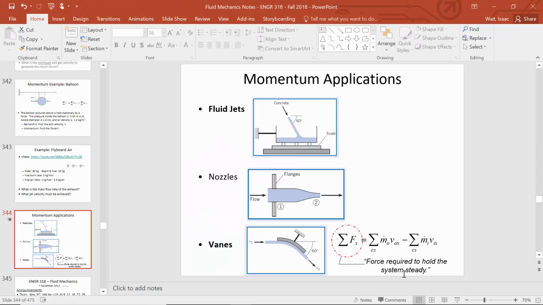Okay. When we get together in class on Tuesday, we're going to begin with the quiz, and then we're going to start solving some of these examples to get more experience with momentum problems. That's all I have for you today.